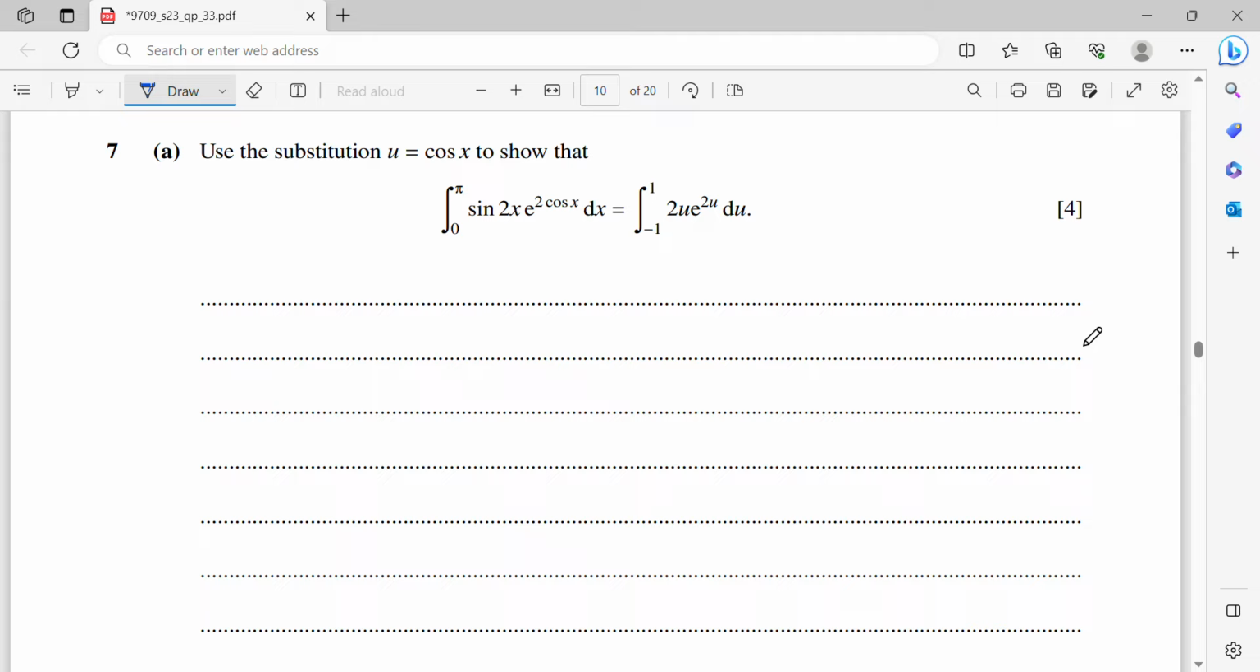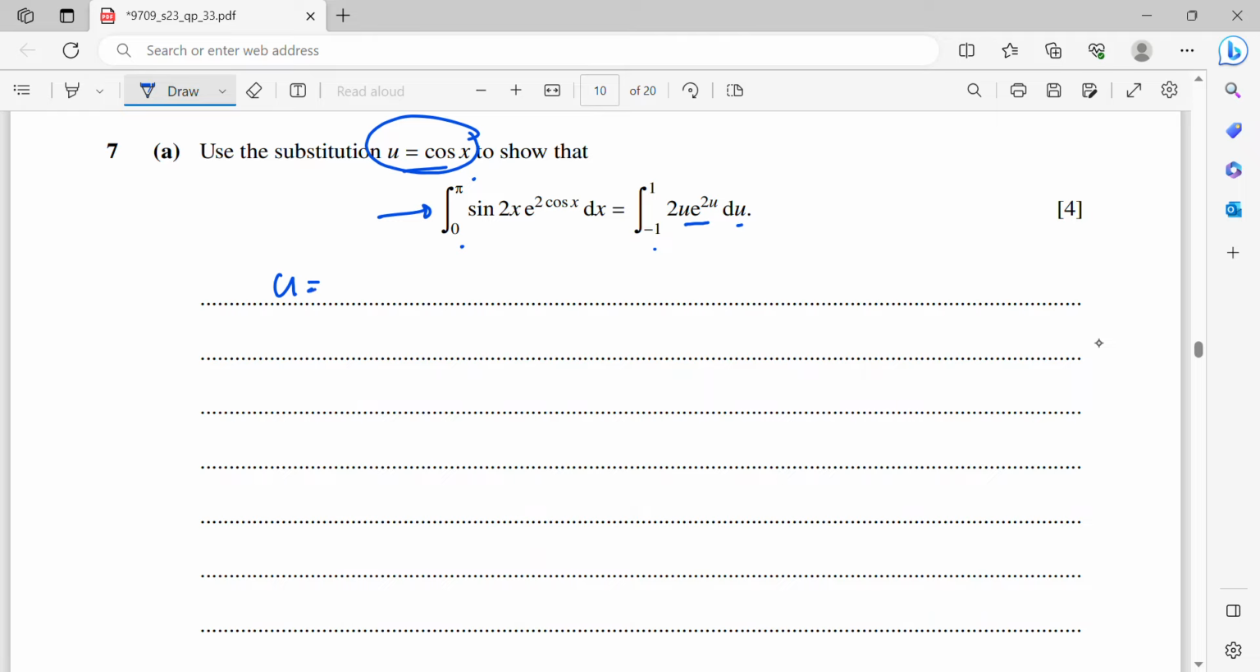Okay, now the next question, 7a. Use a substitution u equals cos x to show that the integration of sine 2x multiplied by 2 cos x dx, with x from 0 to pi, equals the integral of 2u e^(2u) du, with u from -1 to 1. So this is the substitution method.